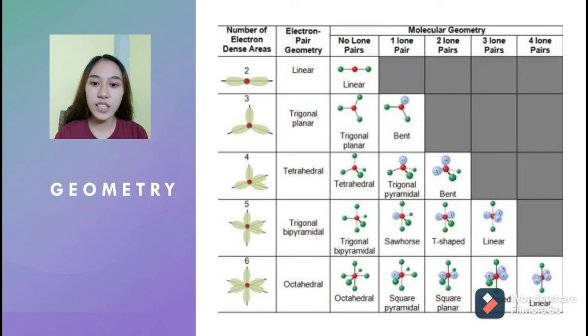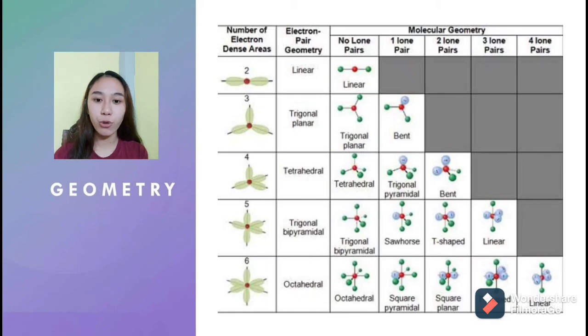So for another is the 5 electron dense areas. This will assume a trigonal bipyramidal electron pair geometry if it does not have a lone pair. And the seesaw, T-shape, and linear geometry if it has 1, 2, or 3 lone pairs respectively. Last but not the least is the polyatomic molecule with 6 electron dense areas, and it will assume the octahedral geometry if it does not have a lone pair, and it will have the square pyramidal, square planar, T-shape, and linear geometry if it has 1, 2, 3, and 4 lone pairs respectively.